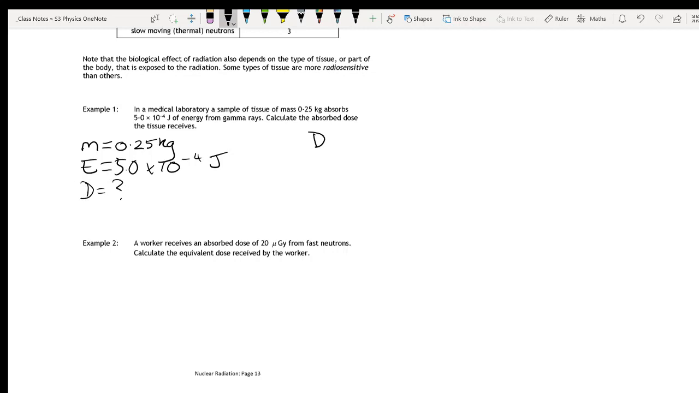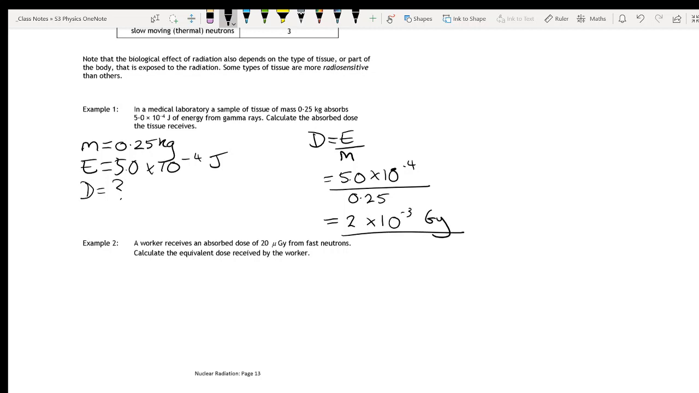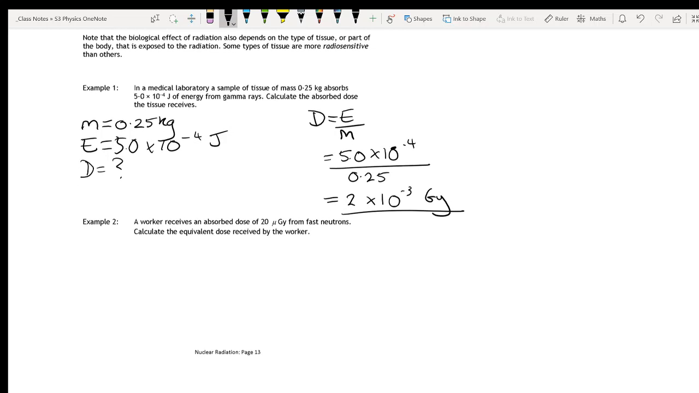So we're going to use this equation. Absorbed dose is the energy divided by the mass. So 5.0 times 10 to the minus 4 divided by 0.25, which comes to 2 times 10 to the minus 3 gray. Okay, that one was relatively straightforward. Just find the correct numbers from your question.